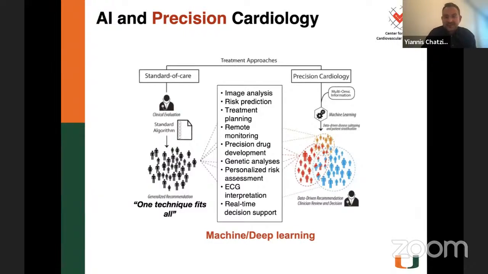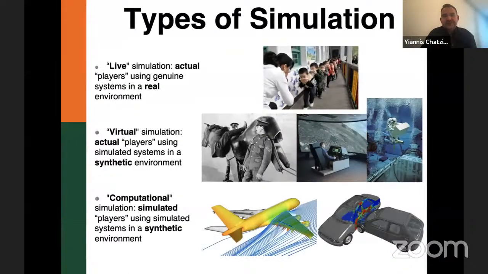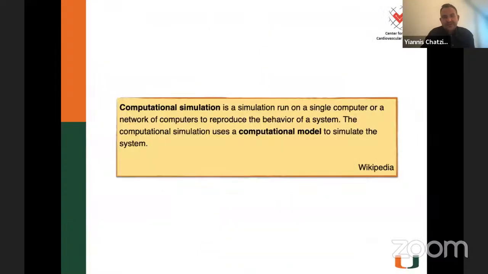We switch gears now to the computational simulations, and I'm going to go a little bit deeper in that realm. Simulations, as shown here, can be of three types: live simulations, where true players, human beings, participate in a true environment; virtual simulations; and of course, computational simulations, where both the players and the environment are fully synthetic. Computational simulation, this comes from Wikipedia, is a simulation that runs on a single computer, or better, on a cluster network of computers.